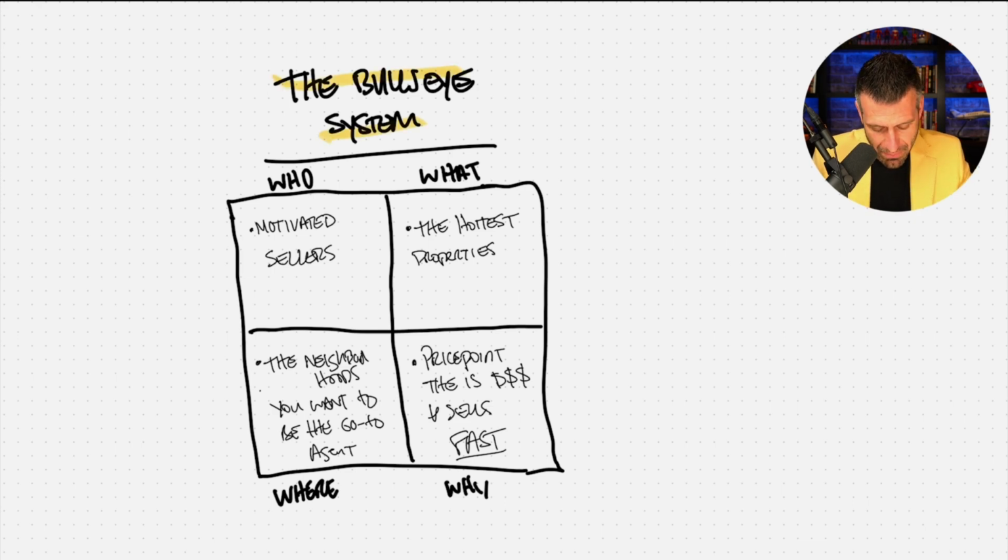So the Bullseye System, who? We're talking about getting motivated sellers. What? The hottest properties in the market. Where? The neighborhoods that you want to be the go-to agent. We talked about that. And why? It's the price point that allows you to earn double the amount of income than you would selling any other type of property.